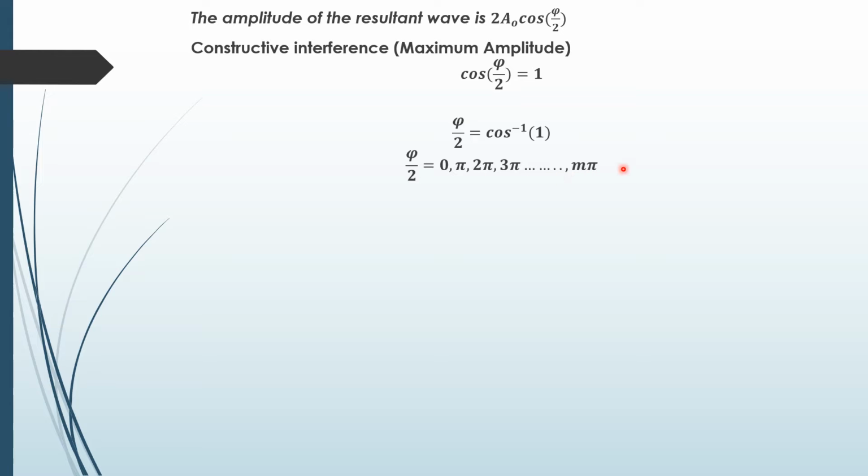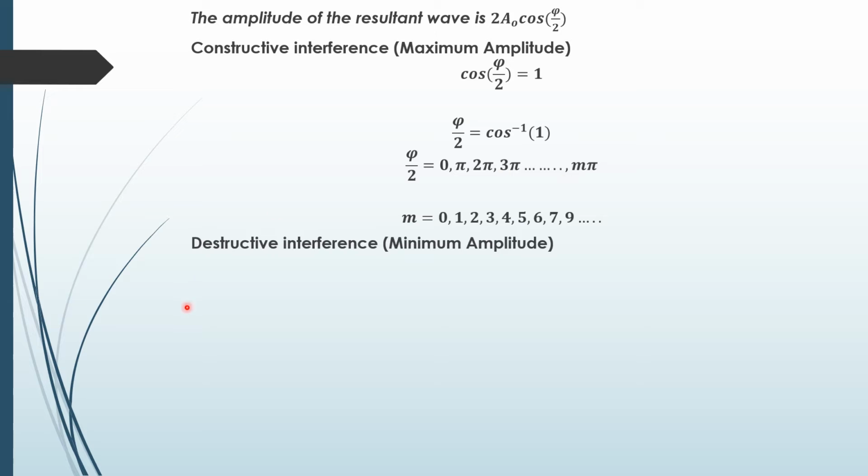3 pi up to m pi, where cos theta is again a periodic function and its values oscillate between plus 1 and minus 1. So at 0 its value is 1, and at 90, which is pi by 2, its value is 0, and after 360 degree or 2 pi radian, cos theta will repeat its value. So for maximum amplitude, phi by 2 should be equal to 0, pi, 2 pi, 3 pi up to m pi, where m is 0, 1, 2, 3 up to integers.